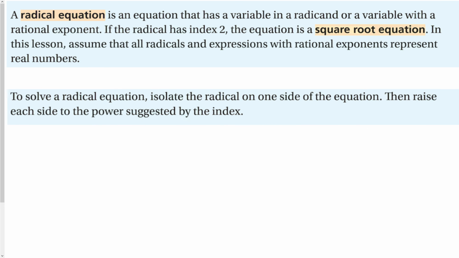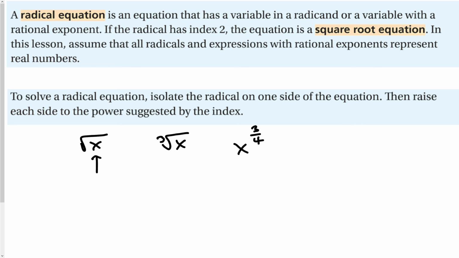All right, so what is a radical equation? Very simply, a radical equation is an equation that has a variable in the radicand or a variable with a rational exponent. So a variable inside of a radicand, underneath a square root, underneath a cube root, or to a fractional exponent power. Okay, so all those are radical equations. And if the radical has an index of 2, like that one, then that is called a square root equation.